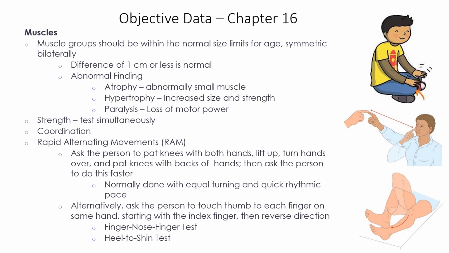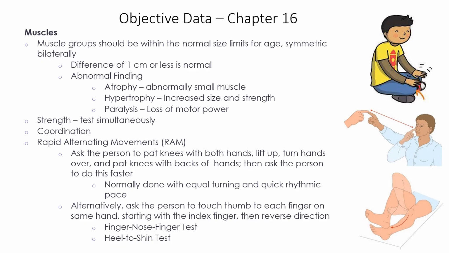Some abnormal findings are going to be atrophy, which is an abnormally small muscle. Hypertrophy is an increased size and strength, so larger muscles. And then we're going to have paralysis. This is loss of motor power, so they're not going to have any strength and be able to move their limbs. Strength, you're going to test this simultaneously in order to be able to determine.